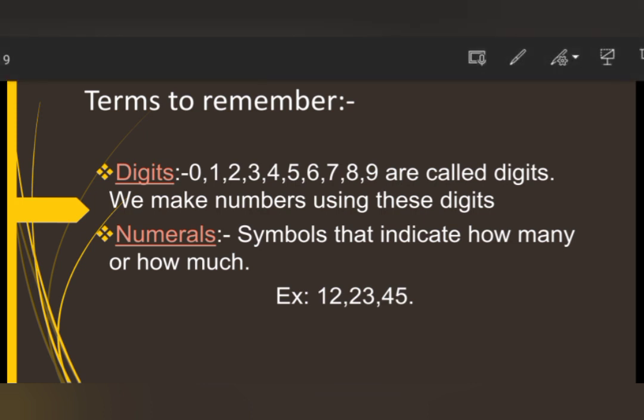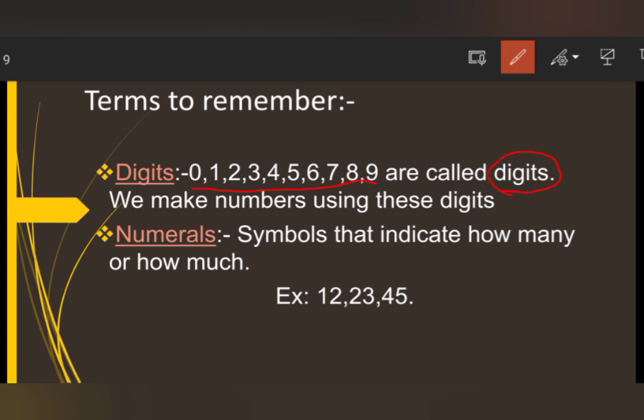So the first point you should remember is what is meant by digits. The numbers 0, 1, 2, 3, 4, 5, 6, 7, 8, 9 are called digits. We make numbers using these digits.